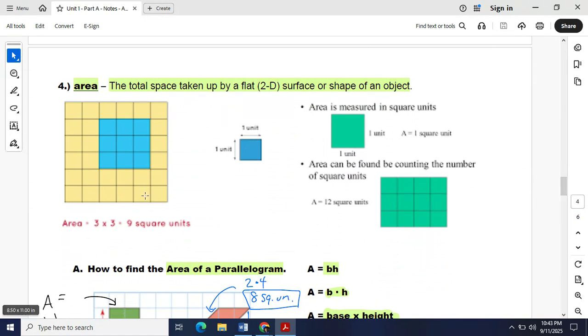The area of this example here, we would do 3 times 3 to get the area of the blue, which is 9. So the area of this is 9 square units. If you look at this green rectangle, the base is 4, the height is 3. 4 times 3 is 12, so the area of the green is 12 square units.